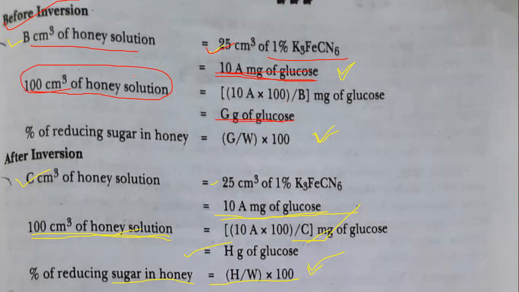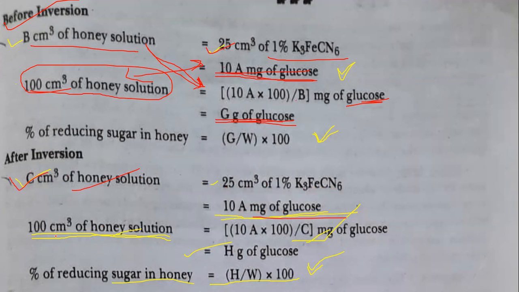Now, what are we going to do? We are going to do the cross multiplication. This into this upon this, that is equal to G gram of glucose. See, 10A into 100 upon B, that B comes to the denominator, and that is mg of glucose. Similarly, we are going to do over here. C cm³ of honey solution will contain, equal to 25 ml of 1% K3FeCN6 solution, and that is equivalent to 10A mg of glucose.